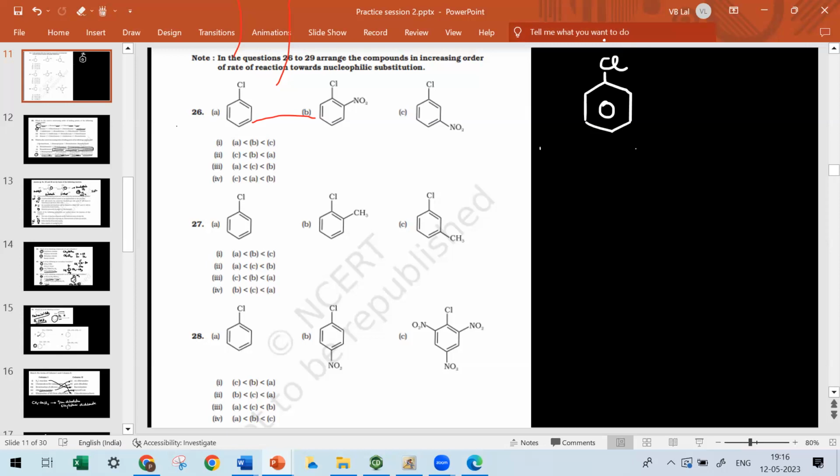So here what happens is that if I take the chlorobenzene and I put a substituent on it like NO2, right? Now NO2 is considered as an electron withdrawing group. It withdraws electrons by minus M effect. So it is electron withdrawing, right?